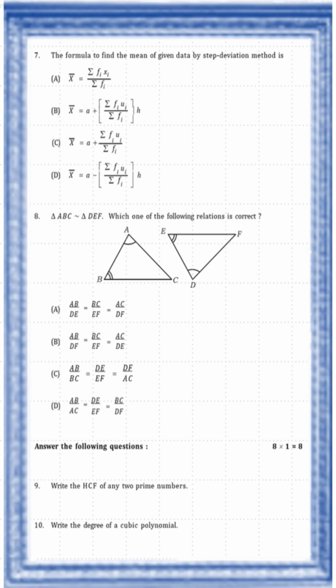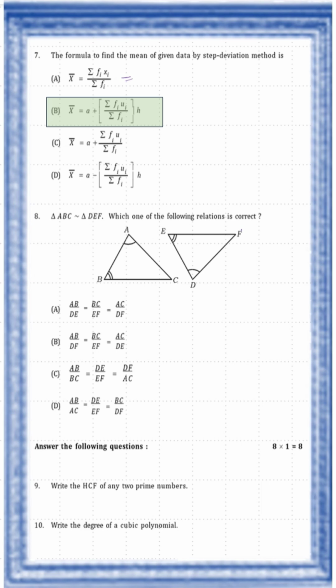Seventh question, the formula to find the mean of the given data by the step deviation method is x bar is equal to a plus summation of fi ui upon summation of fi, into h. So option B is correct. This one is by the direct method. This one is by the assumed mean method. This one does not represent any method. This formula is totally wrong. Option D.